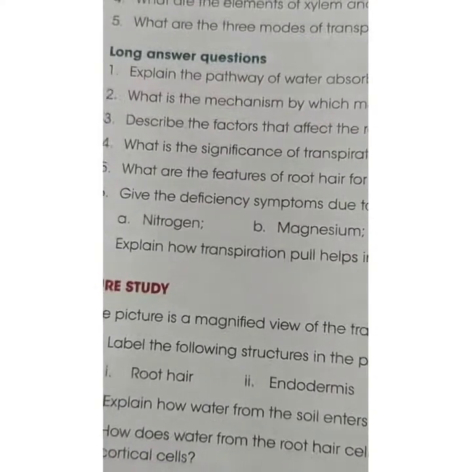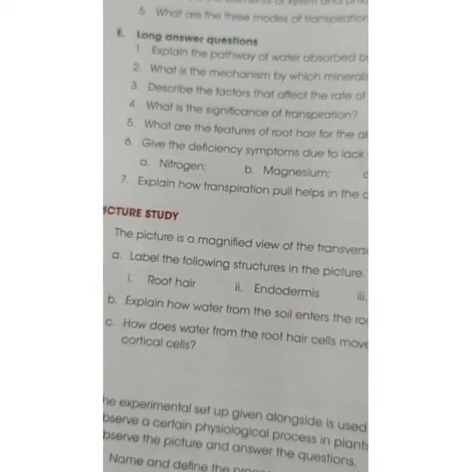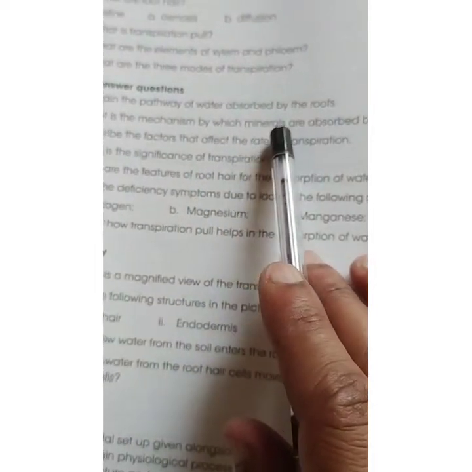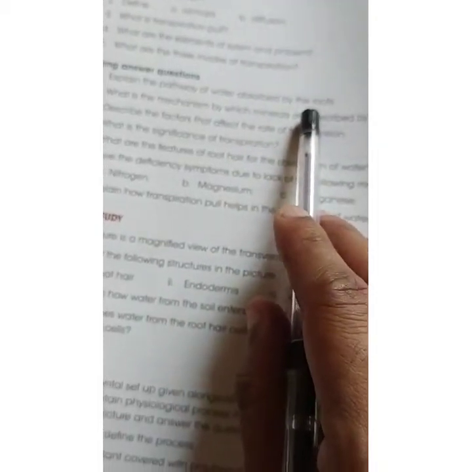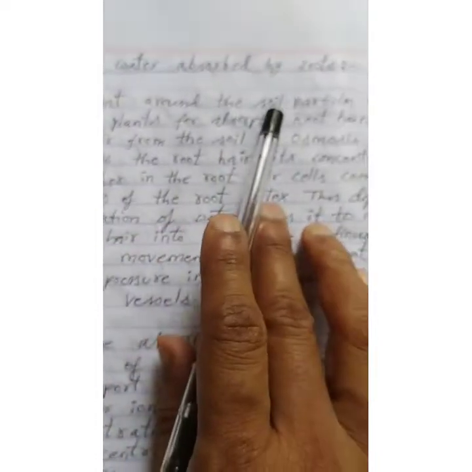Okay, now we move to the next question, that is number E, which is a long answer question. You can see number E, long answer questions. What are they? Number 1, explain the pathway of water absorbed by roots. It's not clear, no? So explain the pathway of water absorbed by roots. So what is the answer we have to write?